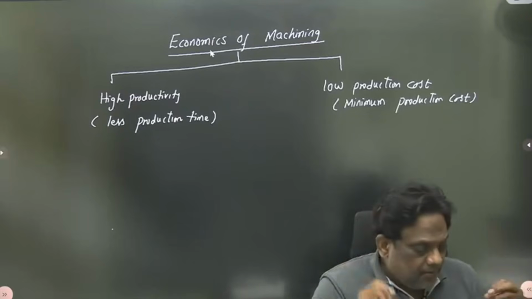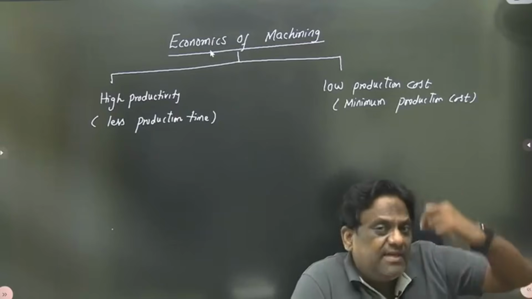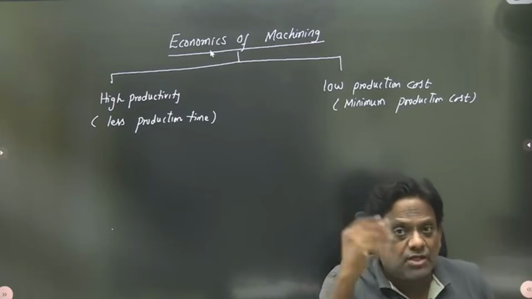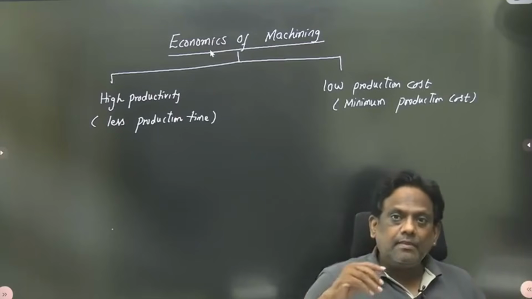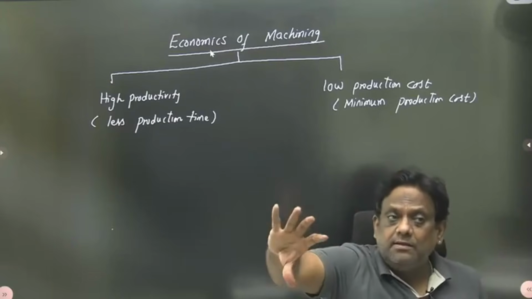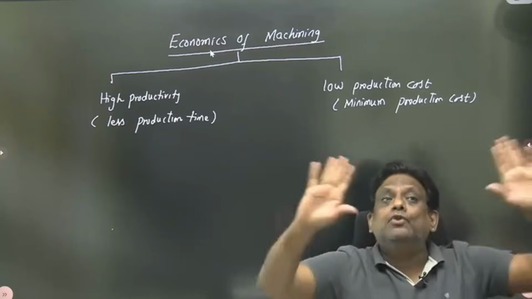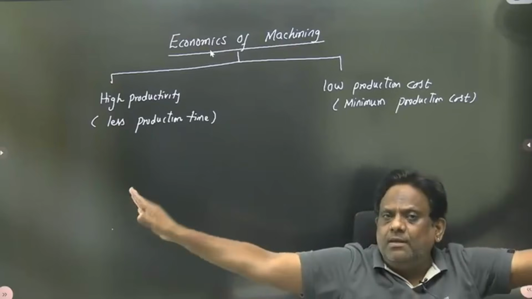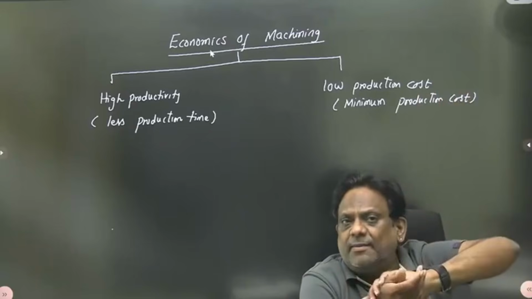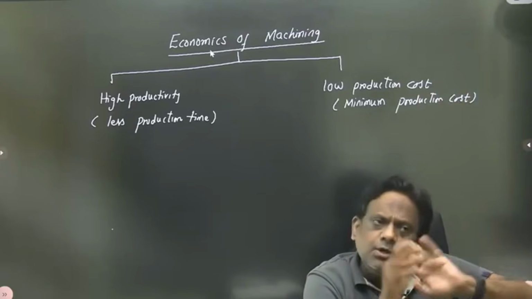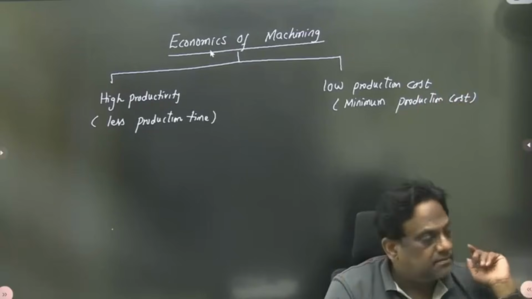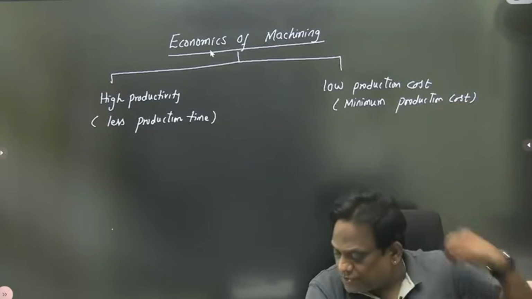When the production time is less, the cost may not be less. You are saving time. When you are going for low production cost, the time may not be minimum. Both are different. Whatever the requirement of a company or manufacturing concern, you'll go for that. So I will give you the best concepts of this.